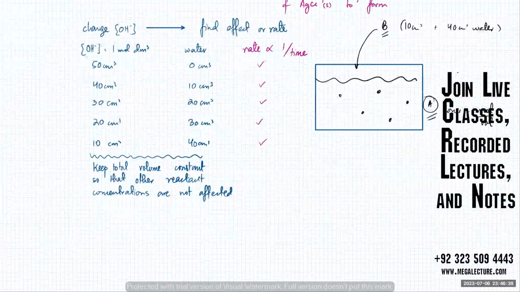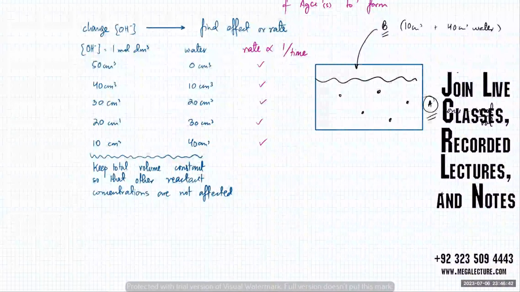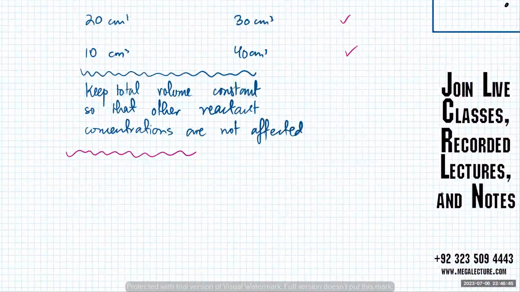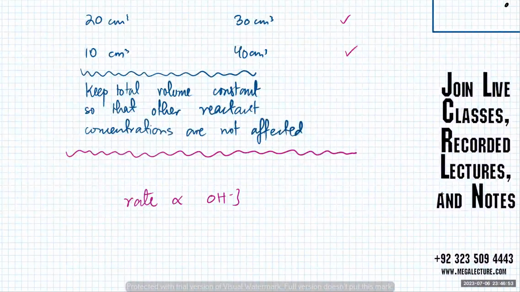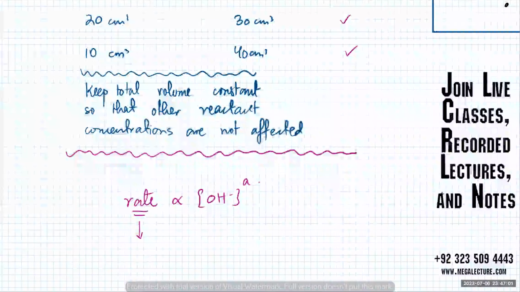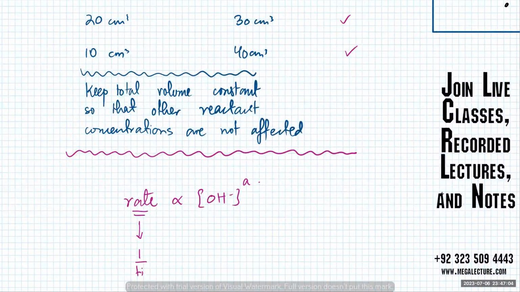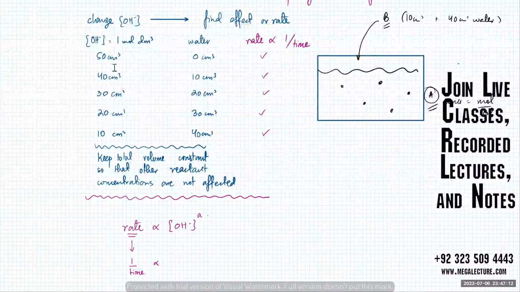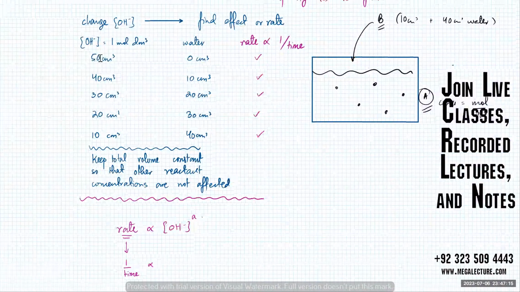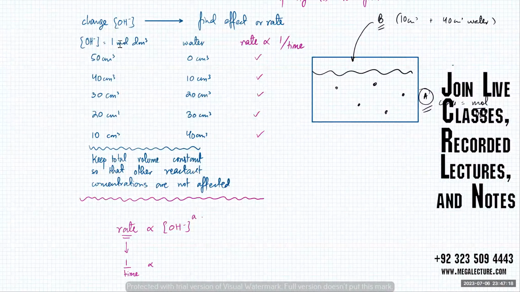Yep, that's clear. So now what you're going to do with this is you wanted to figure out the order with respect to OH concentration, right? You wanted to figure out what A is. Now rate over here is you calculated rate to be 1 over T, or 1 over time. And that's proportional to OH ion concentration. Now OH ion concentration is directly proportional to the volume that you're using. Like if you're using 50 cm cube, the OH ion concentration will be 1 mole per dm cube.